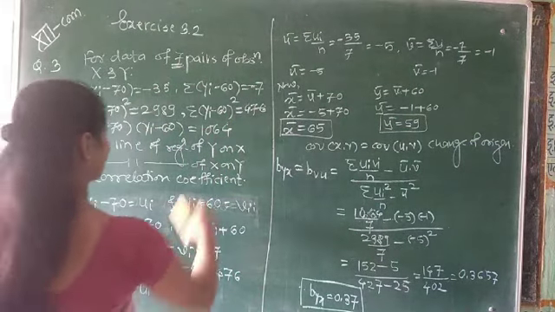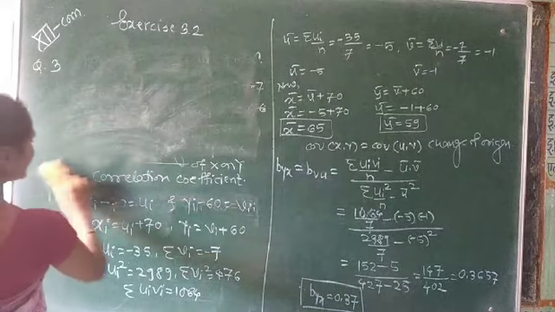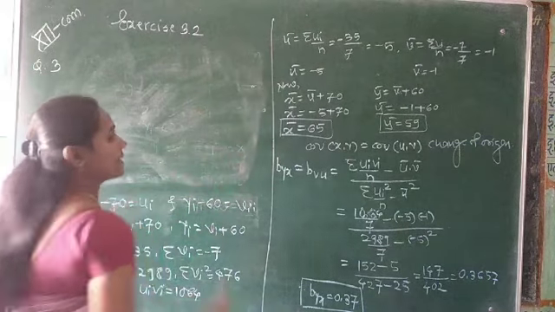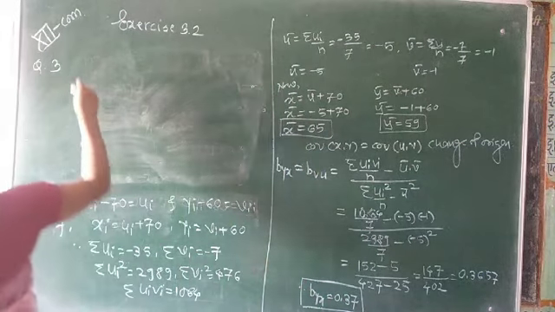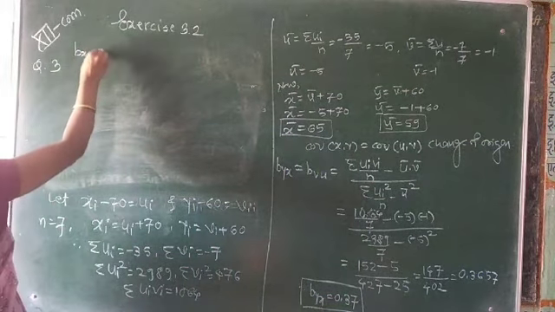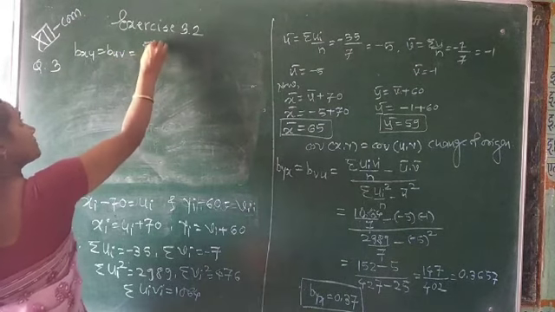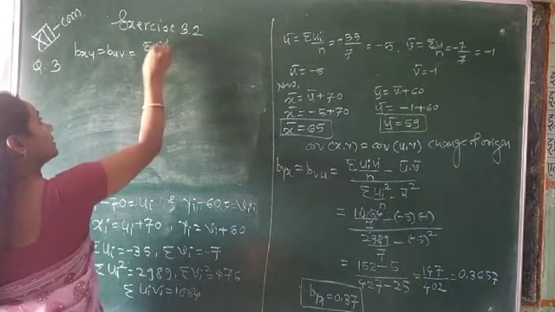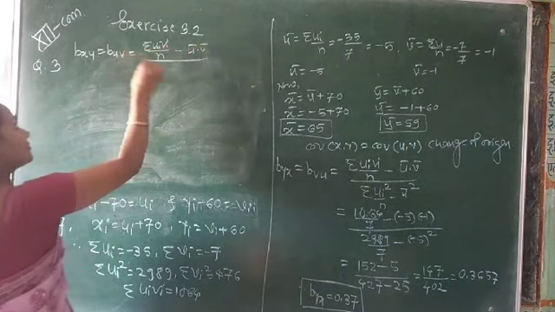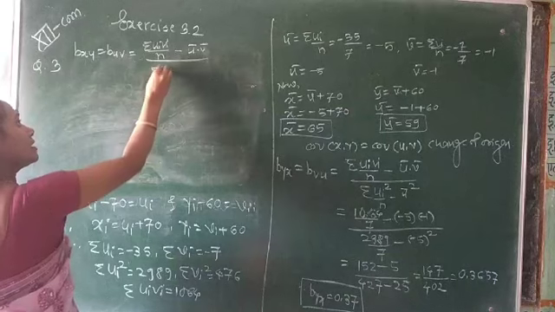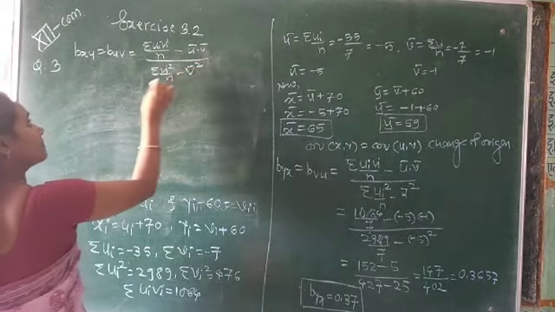Now see the next value. Here we found Byx first. Now we are going to find the Bxy, which is same as BUV. Bxy is equal to BUV. What is the formula? Summation UiVi divided by n minus U bar V bar, divided by regression of U on V, so Vi square upon n minus V bar square.